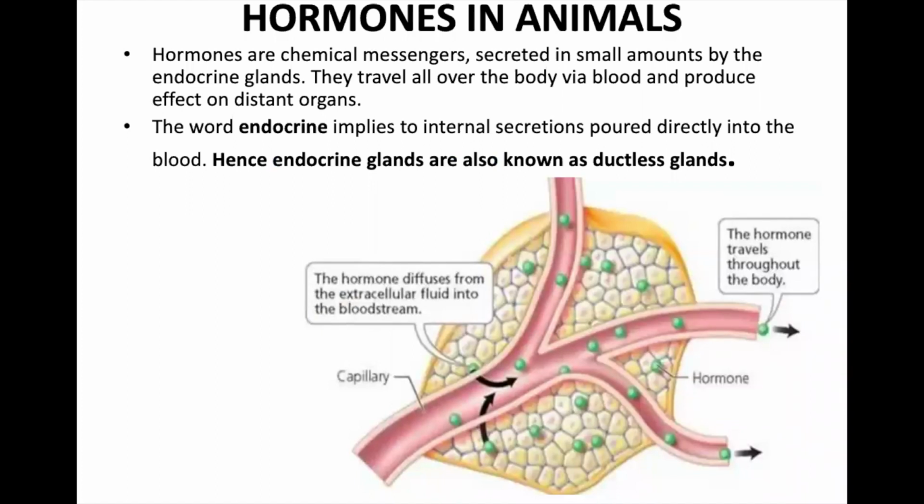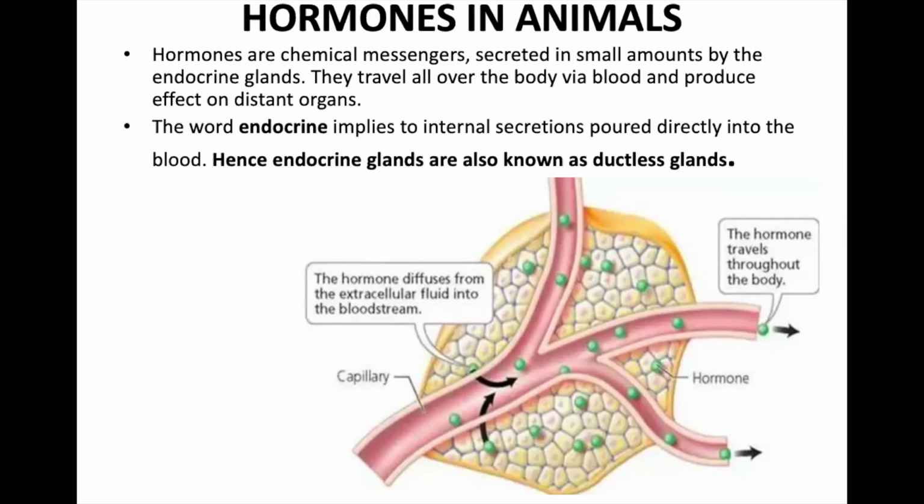Hormones are chemical messengers. They are secreted in a very small amount by the endocrine glands. They travel all over the body via the blood and produce effects on distant organs. Endocrine glands are those glands that do not have a duct of their own, but use the blood vessels. They pour their chemicals inside the blood vessels.